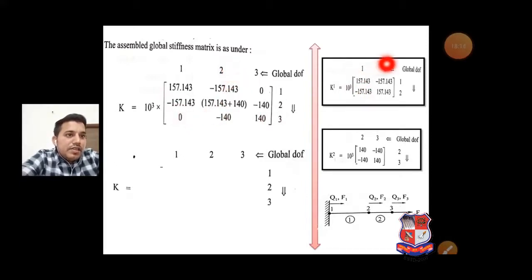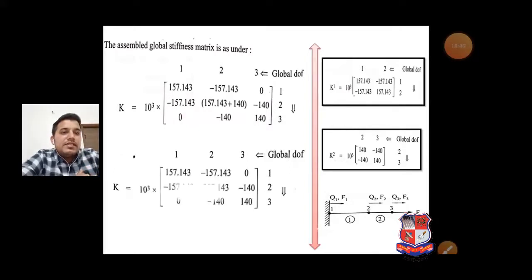2 2 is 2 place, 2 2 and here is 2 2. So that's why we are summing it: 2 2 here is 157.143 plus 140. And here minus 140, 0 minus 140, because 1 3 is not there, that's why we can write down 0. So this is the final global stiffness matrix. Now up to this, if you have any query you can ask me in the comments.